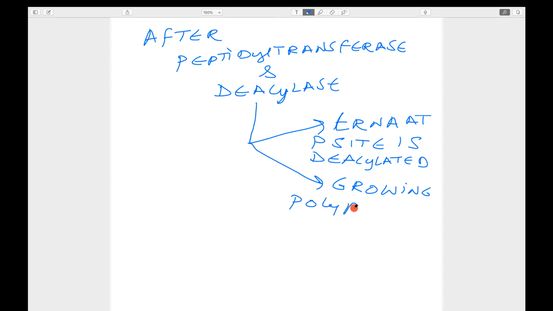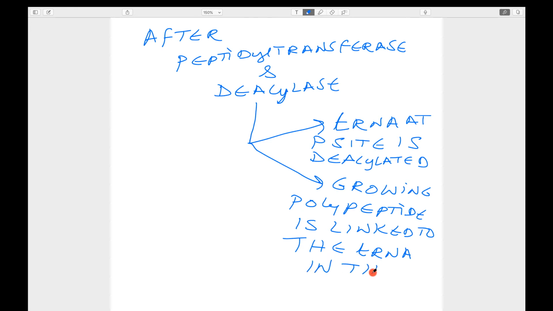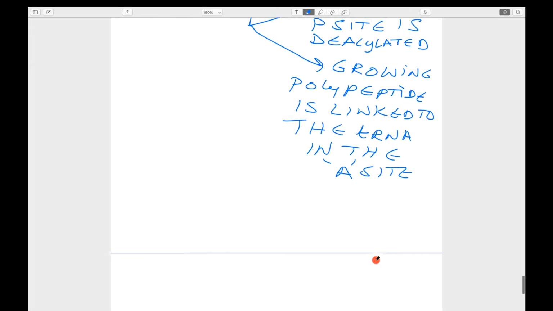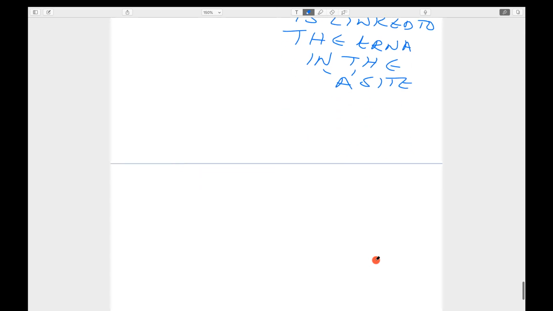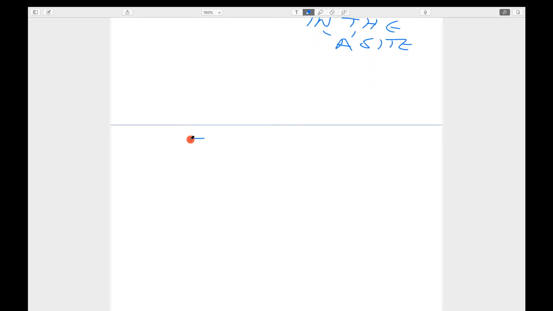The second aspect is the polypeptide. What is the position of the growing polypeptide? The growing polypeptide is linked to the transfer RNA in the A site. That is the change in the A site, which has to be noted down. This is what happened here. Then for a new round this has to be continued, till the required polypeptide is synthesized.